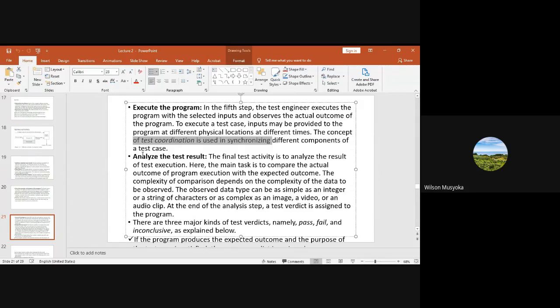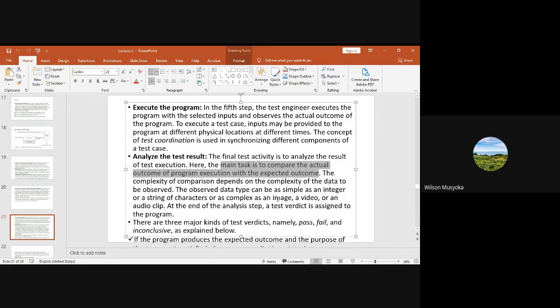Then after executing the program, you can analyze the results. And this is the final test activity whereby you are looking at the results of that execution. So here, the main task is to compare the actual outcome of the program execution with the expected outcome. If, for example, you are testing the speed in terms of performance, you know that the normal execution should maybe take 2 microseconds. Then you check, how did my program perform against those 2 microseconds? Maybe it took 1 microsecond, which means that it has performed exceedingly well, or it took 4 microseconds, which means that it has taken longer and it is not performing as expected.